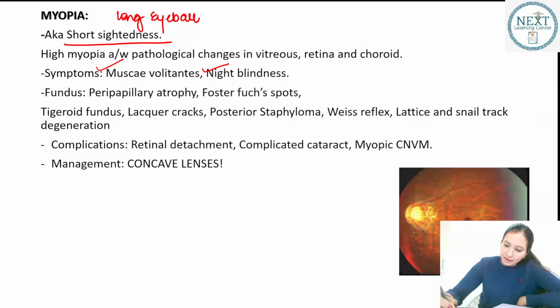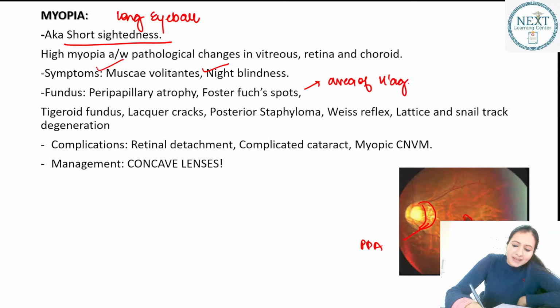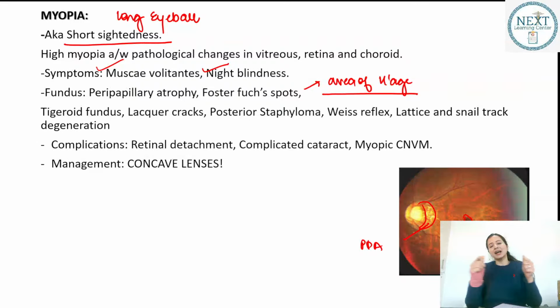If you look at the fundus, there will be peripapillary atrophy, or there will be Fuchs spots here. What is a Fuchs spot? It is an area of hemorrhage. Why is it occurring? It is occurring because the eyeball is long, everything has stretched, even the blood vessels have stretched. It is an area of hemorrhage at the macula.